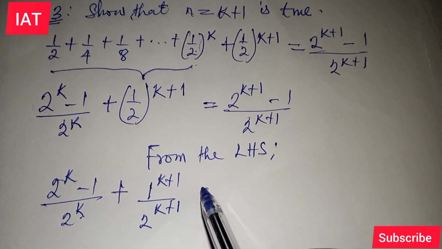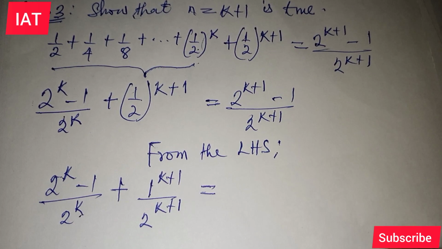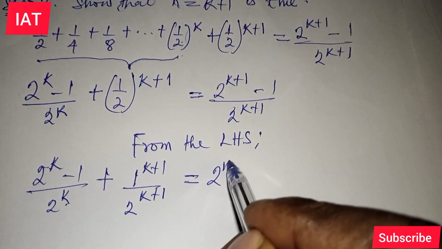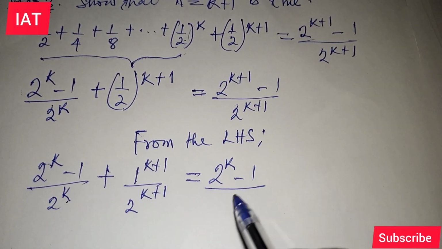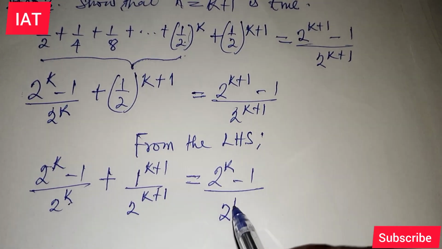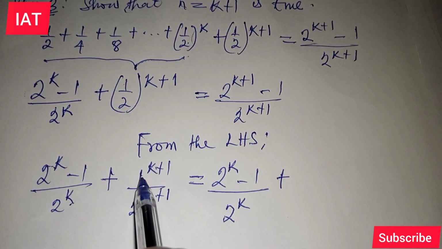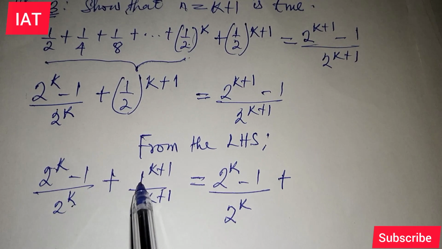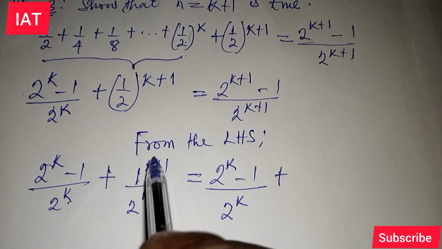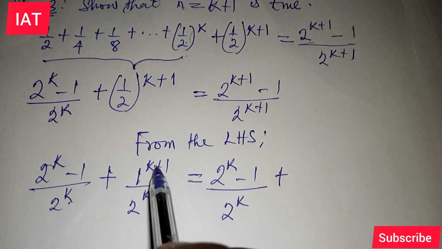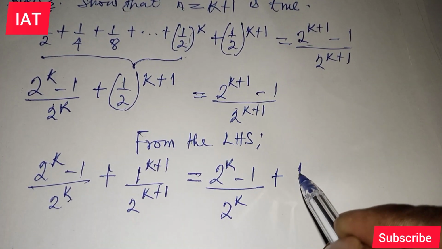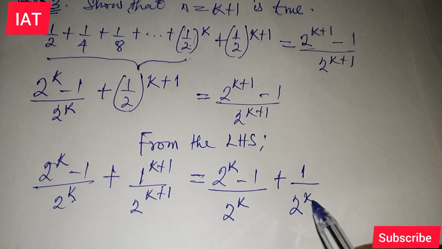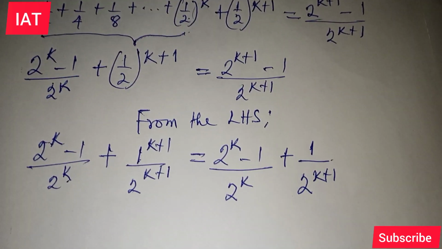Watch. This left hand side is still 2 to the power of k minus 1 all over 2 to the power of k plus, and you know that 1 to the power of any number is still 1. 1 to the power of 500 is still 1, 1 to the power of a is still 1. So 1 to the power of k plus 1 is still going to be 1, all over what you're having at the denominator, which is 2 to the power of k plus 1. All of that makes sense.